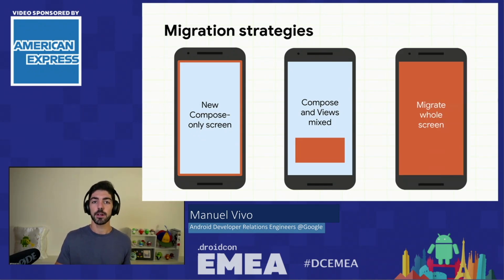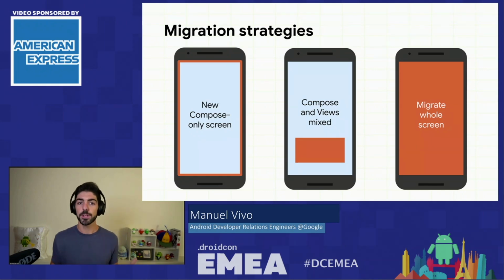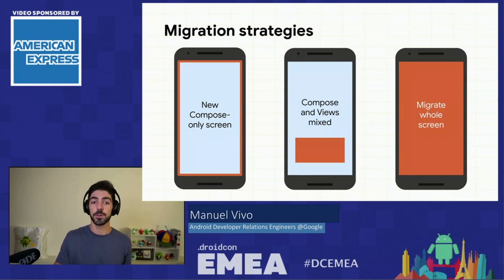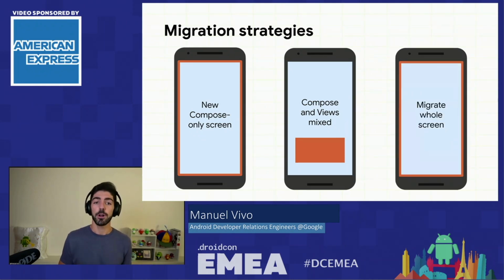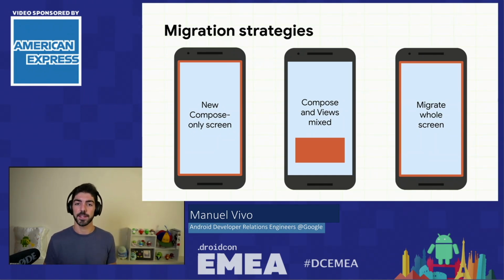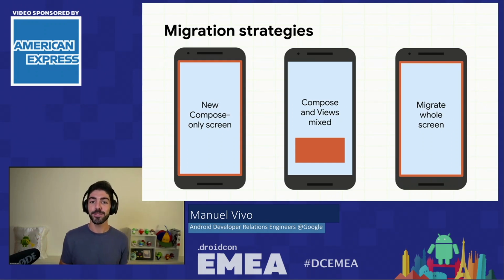And then the other option is migrating a whole screen. Maybe you are refactoring for some reason, and then you can convert it to Compose. And this is probably a good idea to do one at a time. Basically, this will also interact with the view system at the edges until the whole application uses Compose. Obviously, there is no silver bullet for this, so use the strategy that works best for your project.